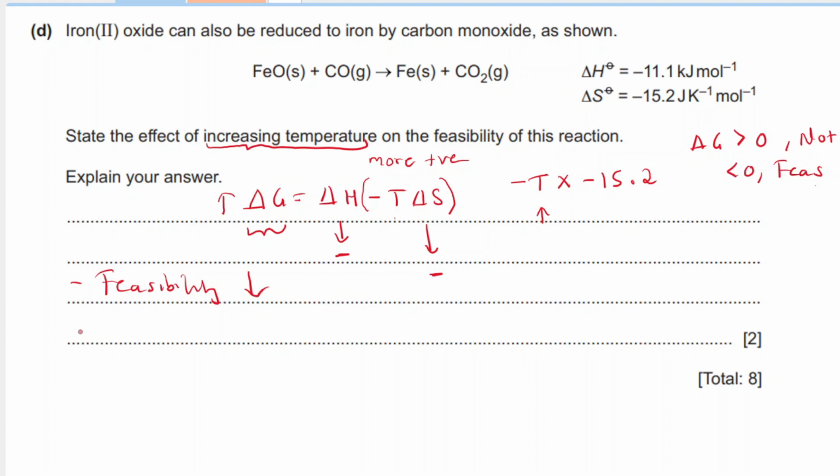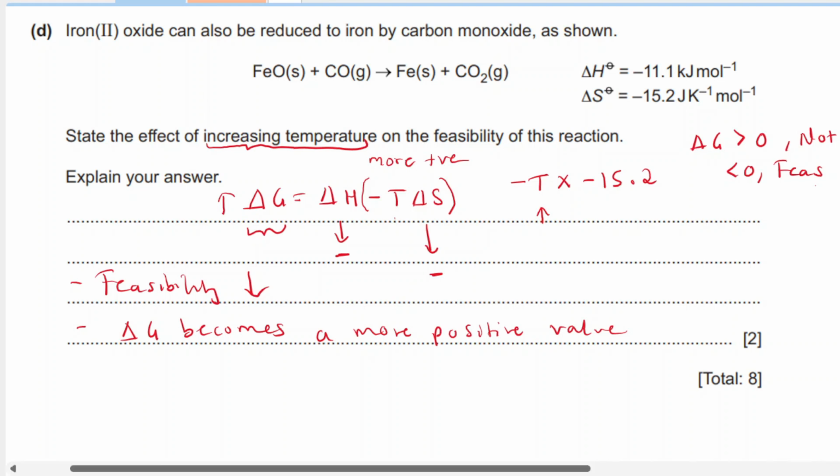And why does it decrease? It is because delta G becomes a more positive value, and hence the reaction will be less feasible. And so that was the last question of question 1.